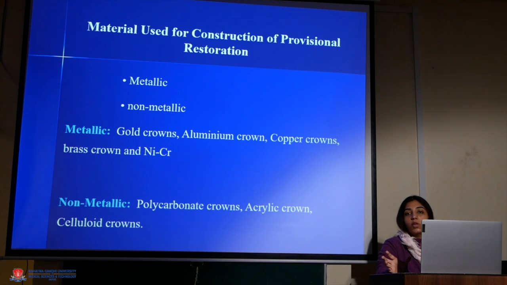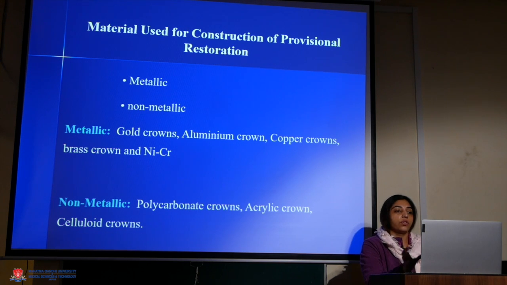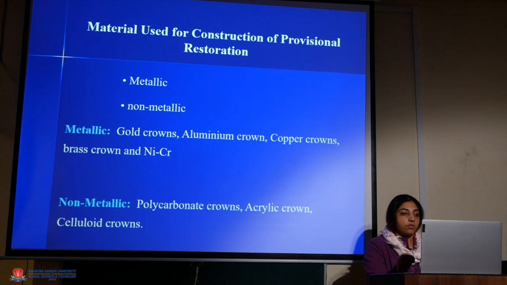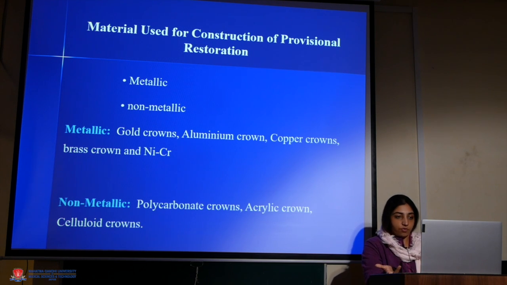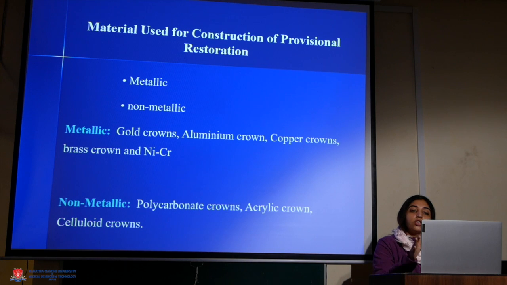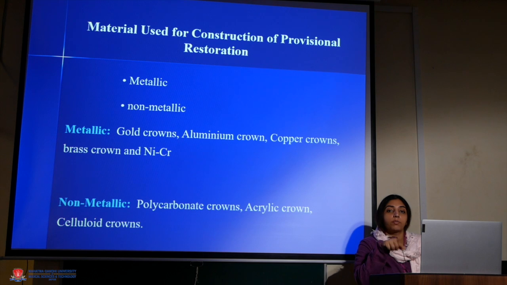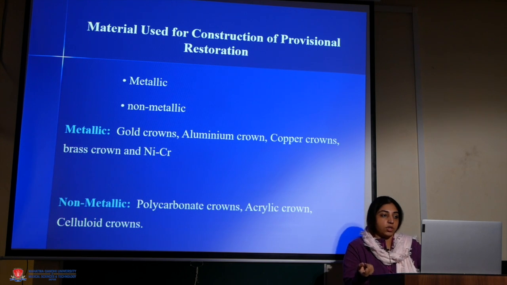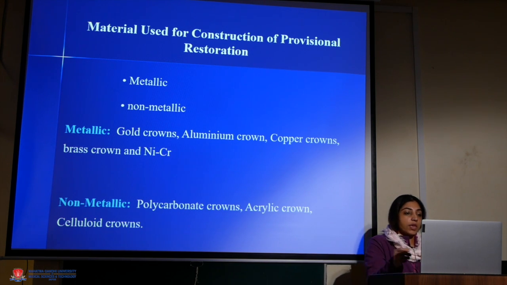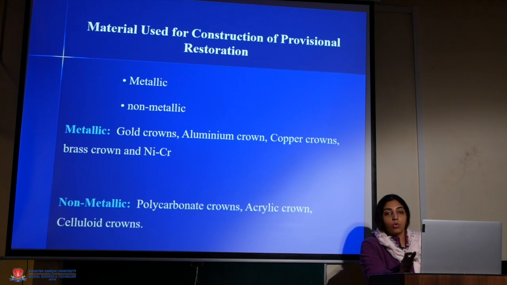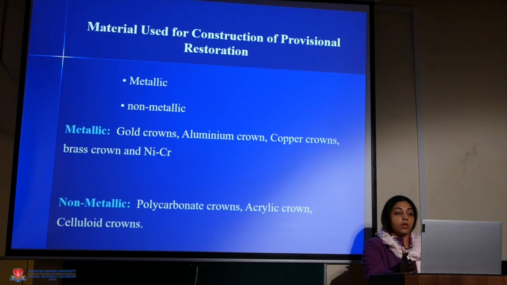What are the materials we can use for the fabrication of these crowns or these provisional restorations? Now mostly they are non-metallic because they are easier and faster to fabricate, but you also have a classification where you are using metallic formats of provisional restorations, like nickel chromium crowns, or even the previous restoration of the patient can be used as a provisional restoration as a metal crown. Non-metallic formats are the most commonly used. You have bis GMA crowns, acrylic crowns, polycarboxylate crowns.